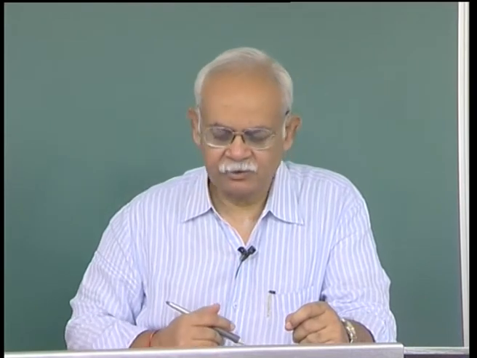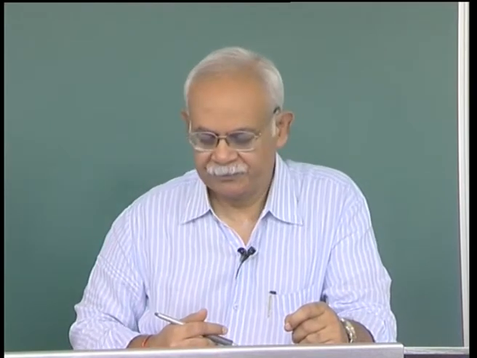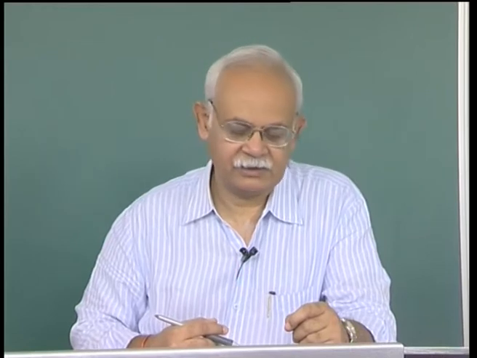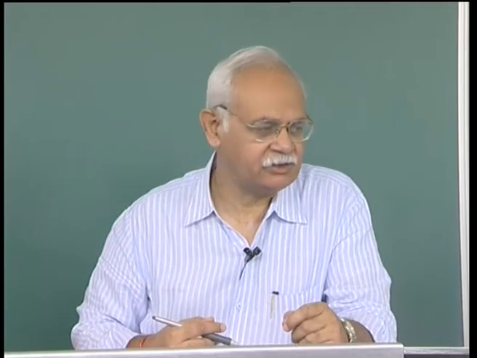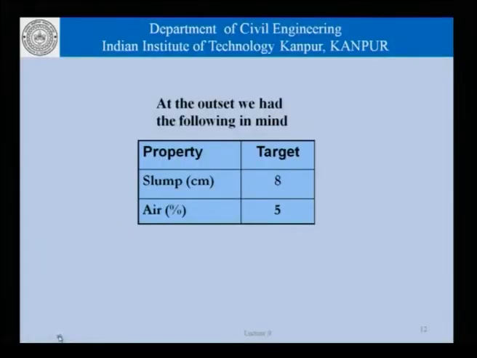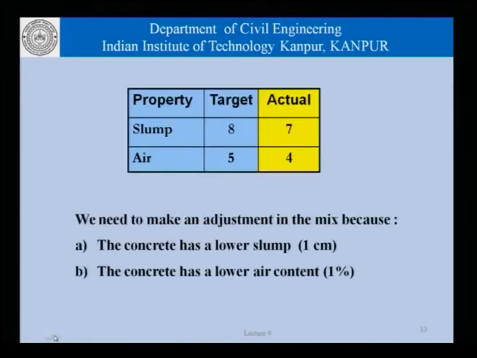So, getting back to the example that we worked with, we thought that we will get a slump of 8 centimeters or 80 mm and an air content of 5%. And with this target in mind, we proportioned the concrete mix and we came to the numbers that we have talked about. Now, for example, we actually mix the concrete in the lab and we find that we are getting a slump of only 7 centimeters and an air content of only 4%.